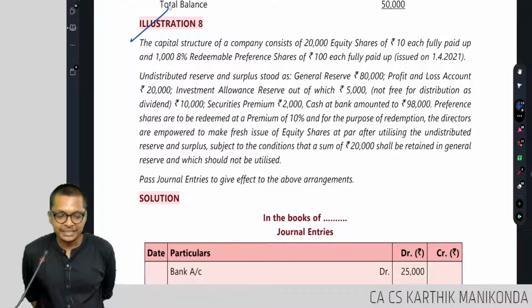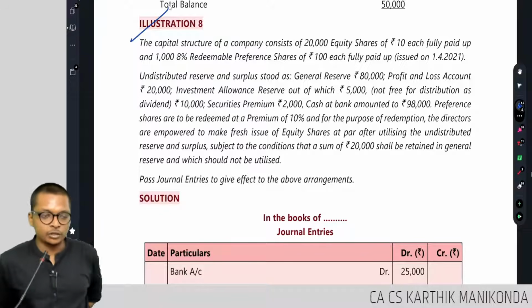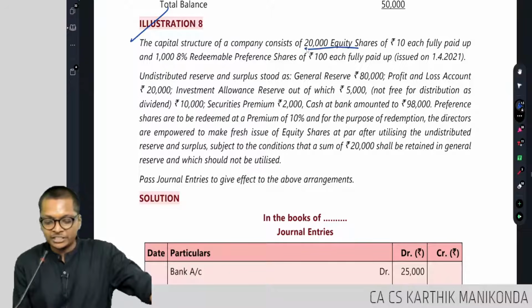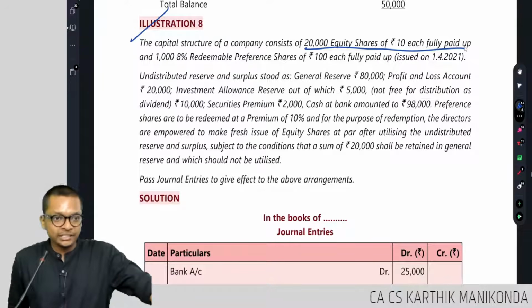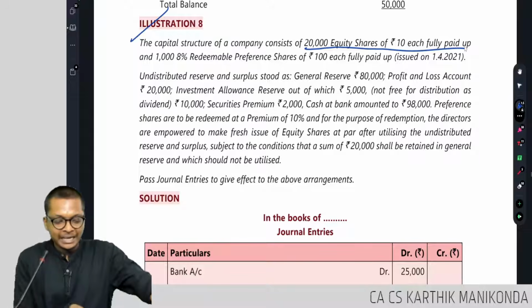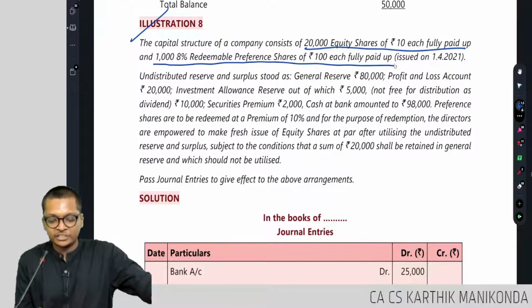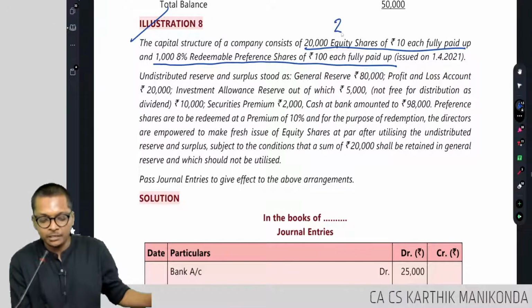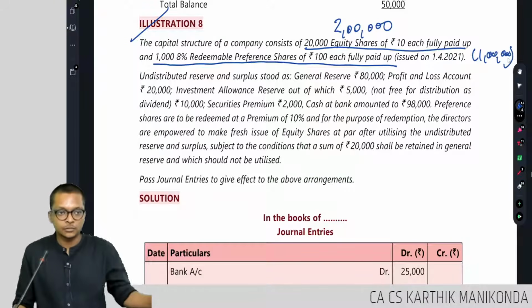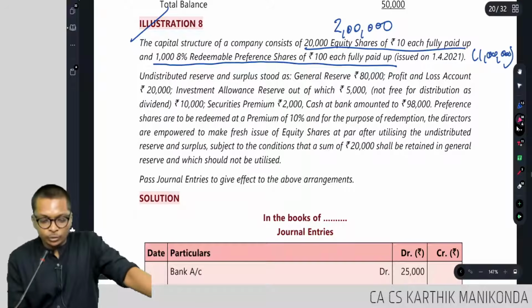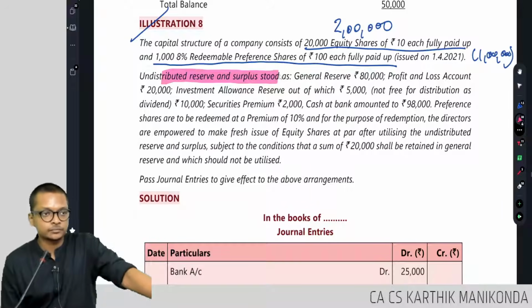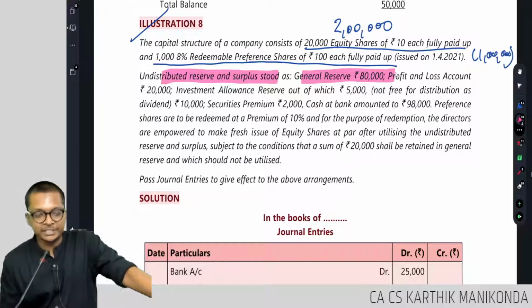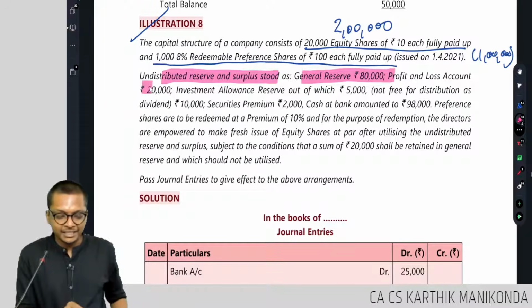Illustration 8. The capital structure of a company consists of 20,000 equity shares of 10 each, fully paid up, and 1,000 8% redeemable preference shares of 100 each. So what is the equity share capital? 2 lakhs. Preference share capital is 1 lakh. Okay. Undistributed reserves and surplus. General reserve is how much? 80,000.